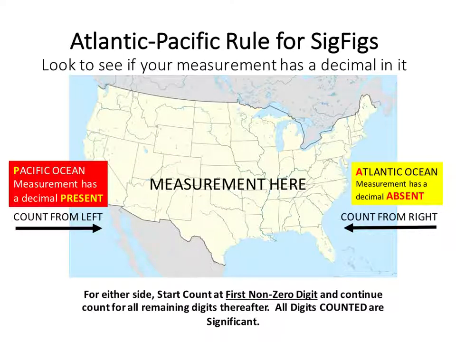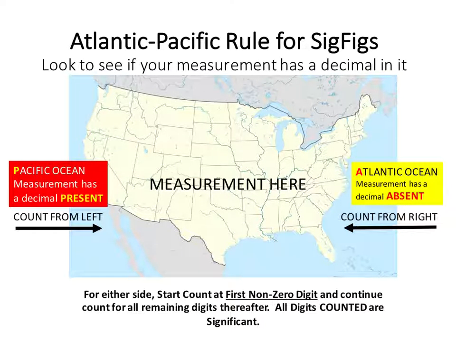And it basically boils down to this. Envision a map of the United States. On the left-hand side is the Pacific Ocean. On the right-hand side is the Atlantic Ocean. And in between is the continental United States. Now, let's say you would put your measurement number right here in between the two oceans.